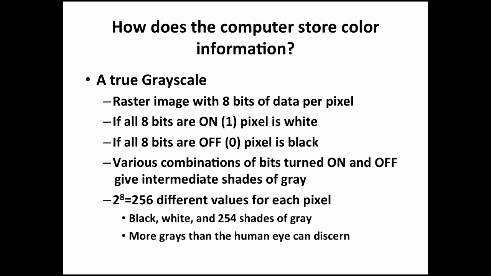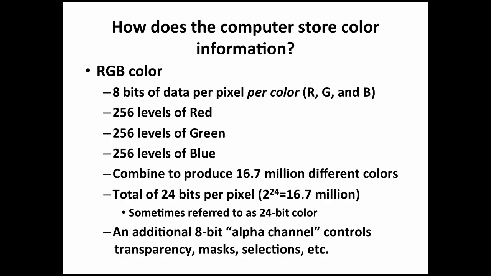It turns out that this is actually more gray values than the human eye can differentiate. So what about storing color information? By far the most common type of color image is one that is stored in RGB color, where RGB stands for red, green, and blue. In an RGB color image, there are 8 bits of data per pixel for each of the 3 colors. So there are 8 bits of data for the red, 8 bits of data for the green, and 8 bits of data for the blue information.